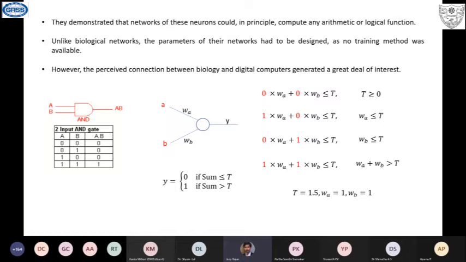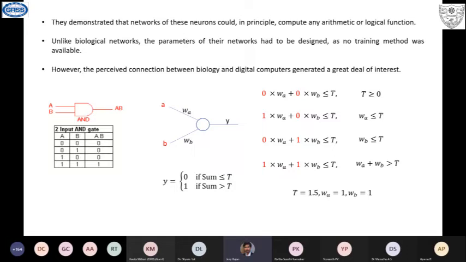The idea was to design a computer using these artificial neurons. However, one drawback of this model is that if you want to find the optimal values of these parameters, then you have to solve a system of equations. We have to solve these equations manually, right? In this case, the number of parameters is small. We have only 3 parameters here.